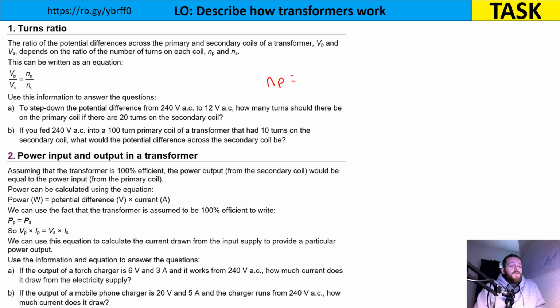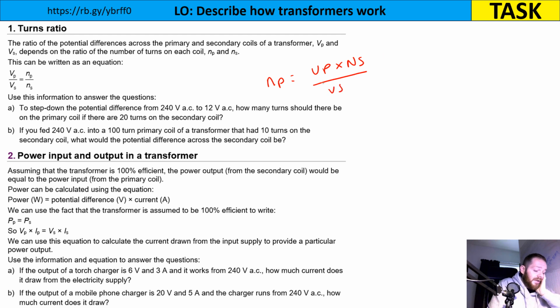Okay, answers incoming, so if you've not paused the video, pause it now. If you've done them, that's fine, we'll go through them now. So answers-wise, the number of turns on the primary coil would be equal to the voltage on the primary coil multiplied by the number of turns on the secondary coil divided by the voltage on the secondary coil.